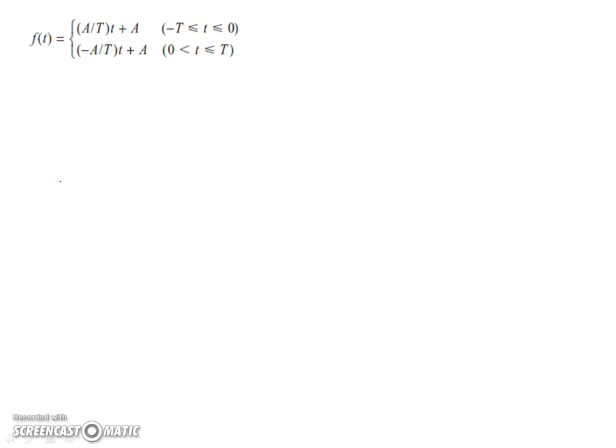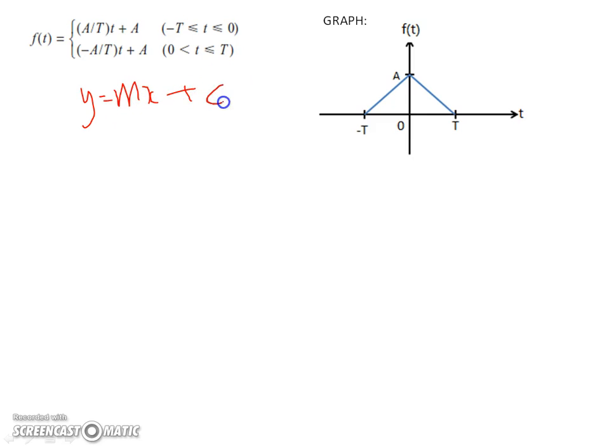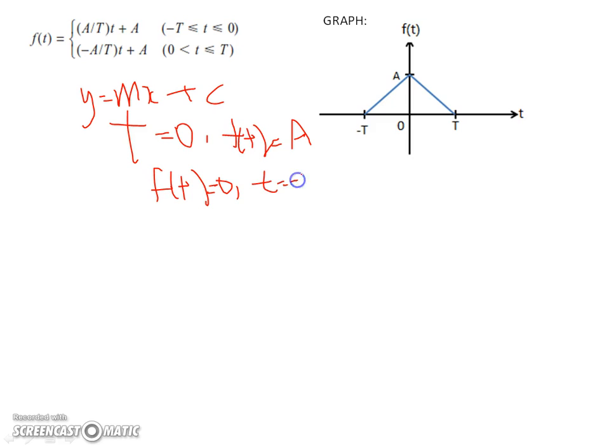Firstly, we have to sketch a graph for the piecewise function, and by looking at the function we will know that it follows the y equals mx plus c straight line equation. So for boundary negative T to 0, when t equals 0, f(t) will be A, and when f(t) equals 0, t will be negative big T. So we can draw a straight line at these 2 points, it will be a straight line.